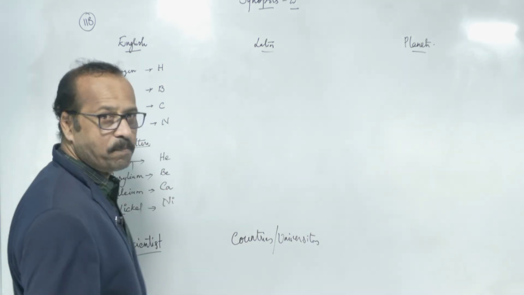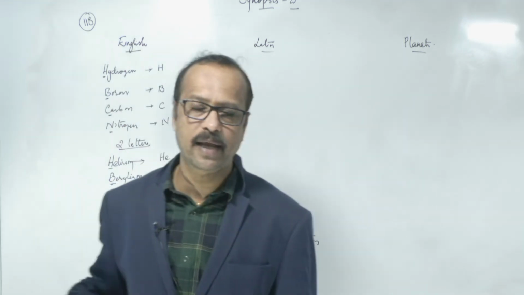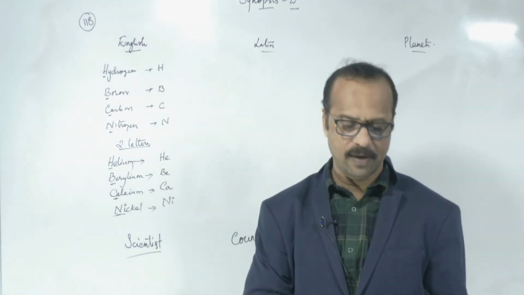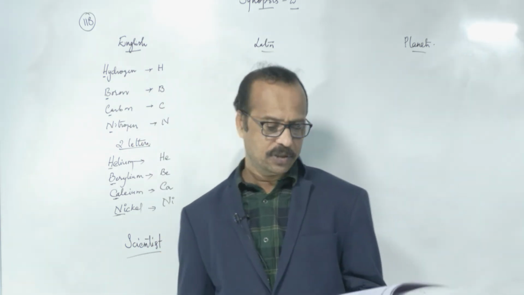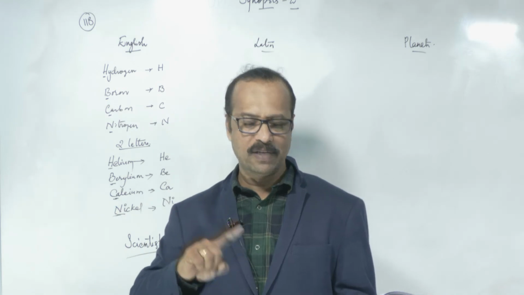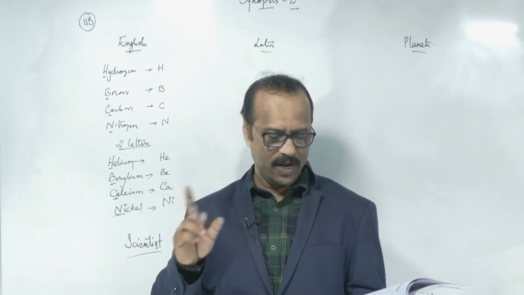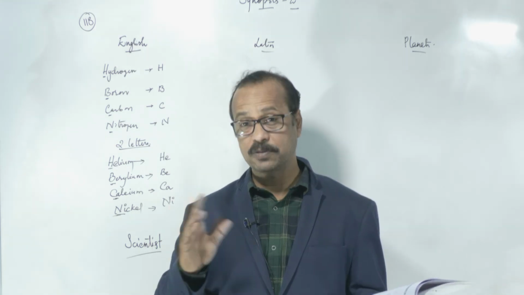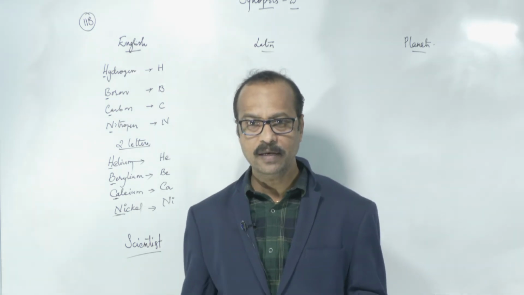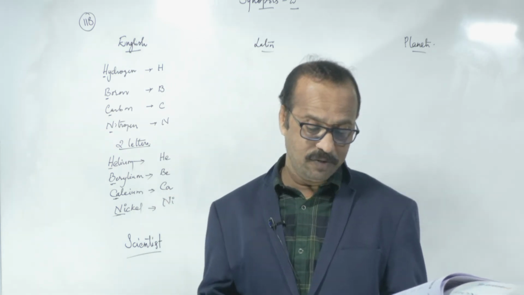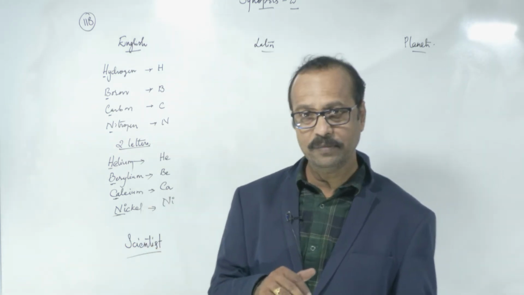So like this, based on the English names, the first letter or the first two letters are taken. Once you open page number 11, you can see the first set of examples: hydrogen H, carbon C, nitrogen N, oxygen O, fluorine F, sulfur S, boron B, phosphorus P, iodine I. Only the first letter, one letter. But there are some other elements which start with the same letter. See here, calcium, Ca.